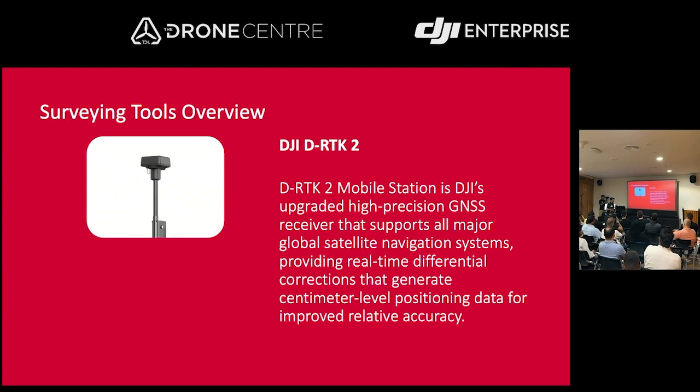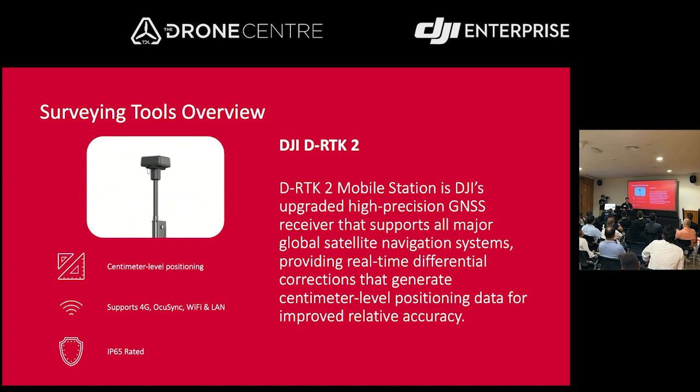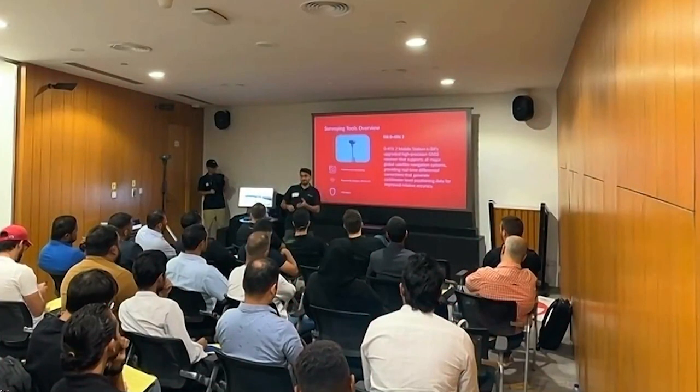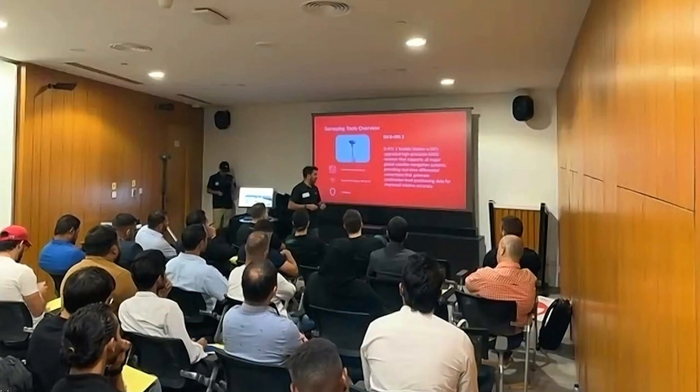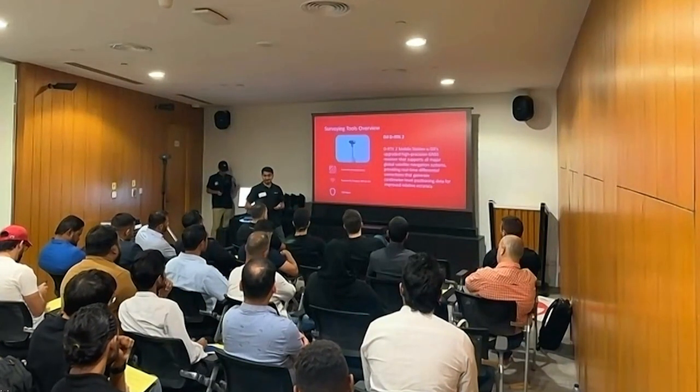And coming back to the tools, the DJI D-RTK is a GPS base station. It's a normal GPS base station, but it's IP65 rated. That means it's more robust and reliable compared to the GPS stations available, and it's the most compatible GPS base station for DJI drones, with which you have the ability to get centimeter-level accuracy.